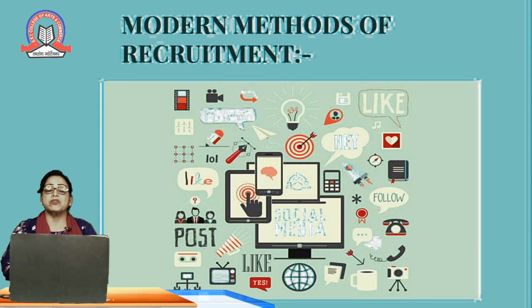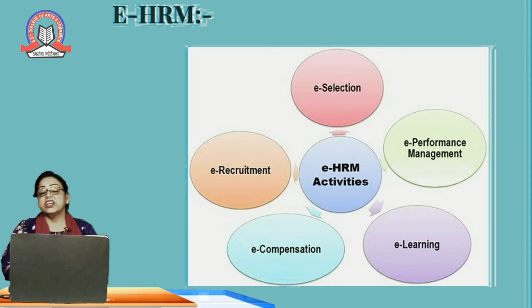Now, modern methods of recruitment. What is going on presently? What is being accepted in industry? That is modern methods. First is use of social media: post, like, share, comment. We are basically very much used to all this, which has created new gates for recruitment. Next is EHRM, electronic HRM. It has become a common thing after COVID, during COVID, and most of the companies are using EHRM, e-selection.